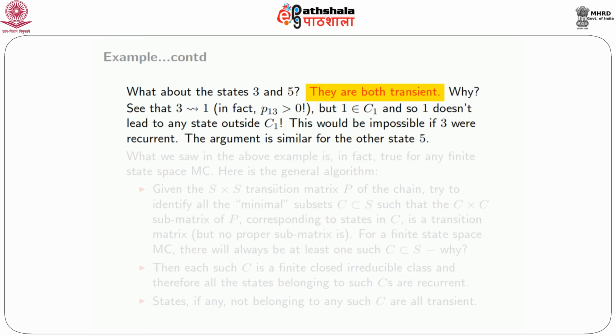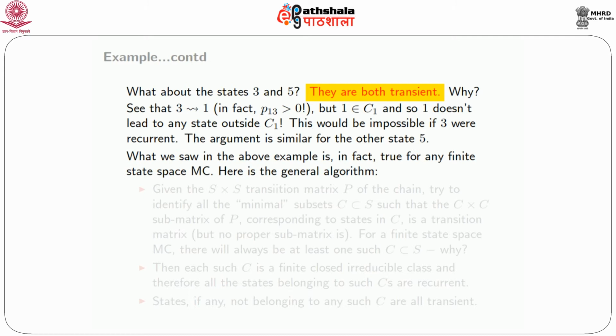But 1 is in C1. Therefore, 1 doesn't lead to any state outside of C1. In particular, 1 does not lead to 3. Now, this would be impossible if 3 were recurrent. And the argument is similar for the other state 5. So without doing any computation, for this particular Markov chain, we have been able to identify that 1, 2, 4, 6 are recurrent, 3 and 5 are transient, 1, 2 forms one closed irreducible class, and 4, 6 forms another closed irreducible class.